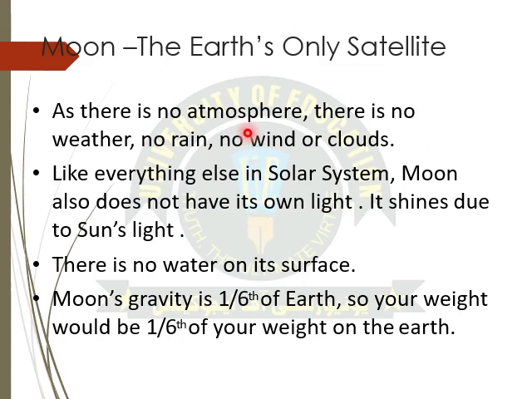As there is no atmosphere, there is no weather, no rain, no wind, and no clouds. Like everything else in the solar system, the Moon also does not have its own light. It shines due to the light of the Sun. There is no water on its surface.